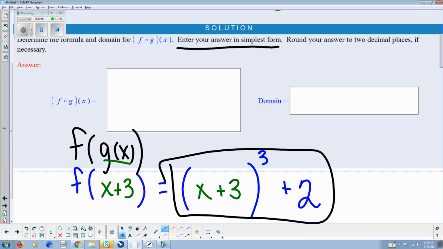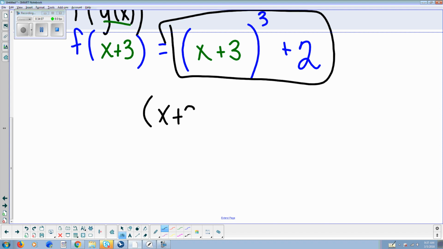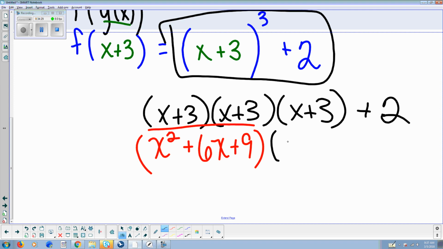I need you to have to multiply this thing out. And it's cubed, so it's a binomial times itself 3 times. So it is a bear of a problem. Here we go. That means x plus 3 times x plus 3 times x plus 3 plus 2. We have to enter our answer in simplest form, so you have to simplify this. So I will begin by FOILing 2 of these. FOILing these 2, I get x squared plus 3x plus 3x gives me 6x plus 9. And I'm still multiplying by this x plus 3, and then I'm going to add 2 at the very end.